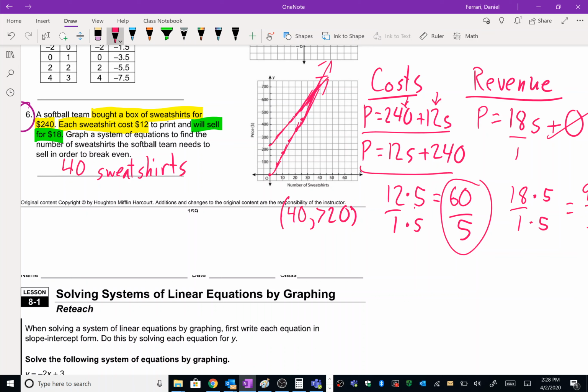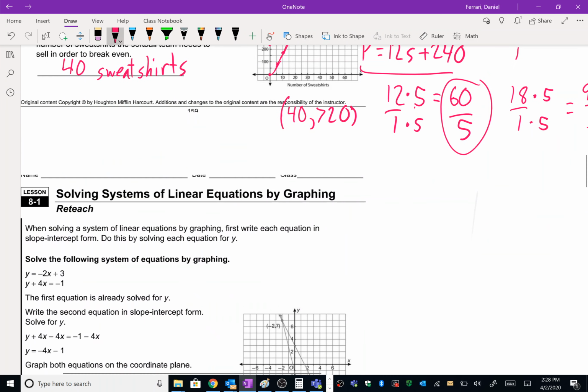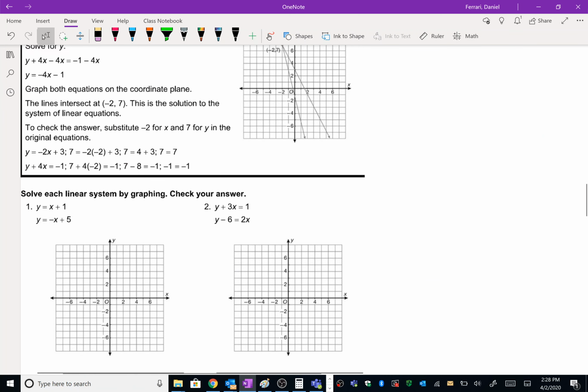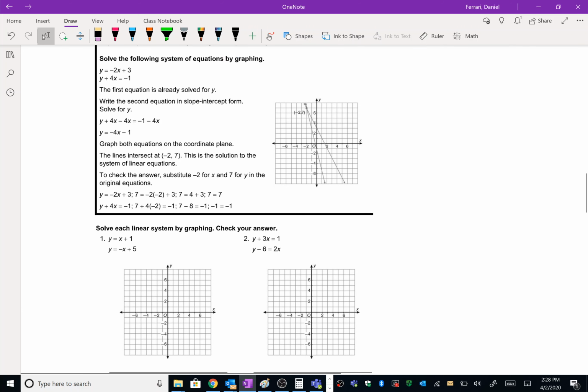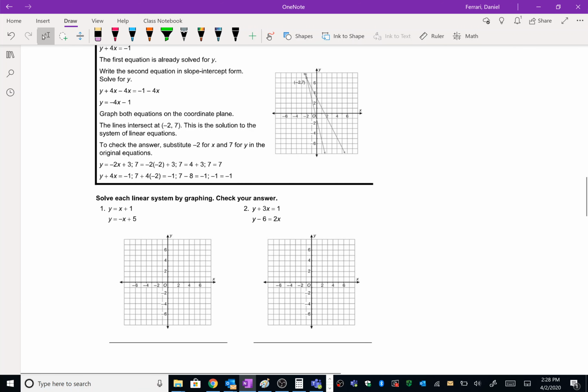All right. That was another tough question, boys and girls, so hopefully you're not totally lost right now. Okay, last page we're going to talk about. This one is pretty simple. This is the reteach page. This is following basically the same stuff as before. Again, if they're in slope-intercept form, just graph them. If they're not, turn them into slope-intercept form, then graph them. Okay, and again, Desmos is your best friend. Use Desmos to kind of help you check as you do these.